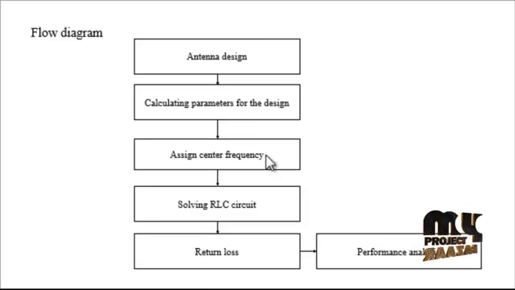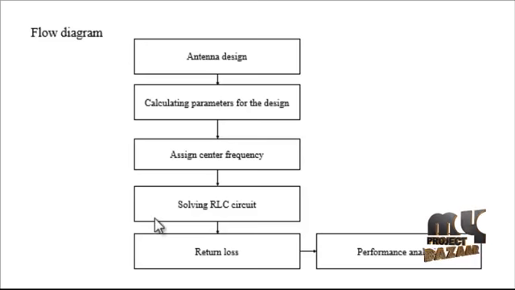Normally the frequency is calculated for the antenna. Center frequency is also known as operating frequency. Here the operating frequency range is 1 GHz to 4 GHz. We calculate the antenna at 2 GHz and assign that as the center frequency. This center frequency is denoted F0, and F0 is nearly 2 GHz for the antenna.